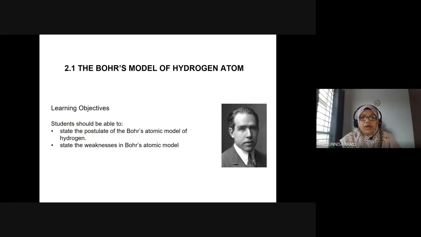Okay, first we go to 2.1, Bohr's model of the hydrogen atom. I think you dah familiar kan, Bohr's model. Actually before Bohr's model, there were so many previous models of the atom, for example Thomson, Rutherford and many more lah, but itu yang awal-awal keluar. And then Bohr came out with this model, using the hydrogen atom. For these learning objectives, you should be able to state the postulates of Bohr's atomic model. Again, postulate is the assumption. Then state the weaknesses in Bohr's atomic model. Although Bohr's model has been widely known, it also has weaknesses.